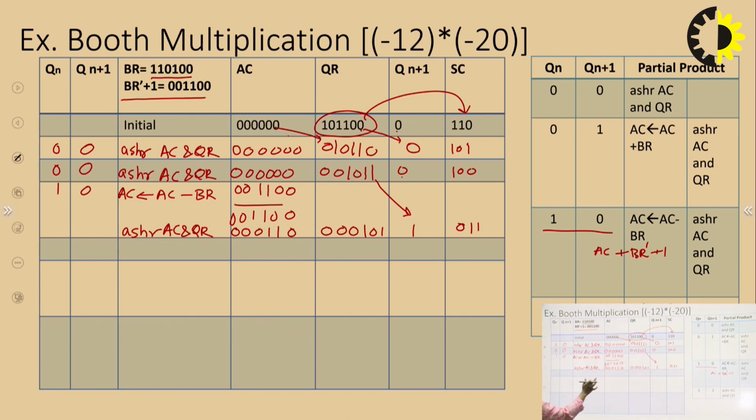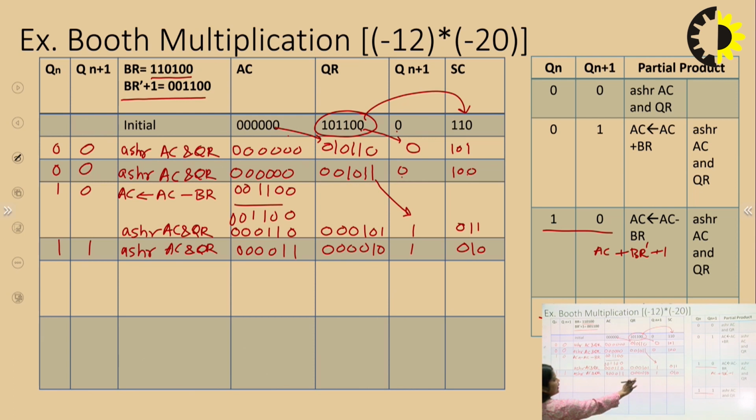Now you have to apply again, the 1, 1 is there. When the 1, 1 value is there, arithmetic shift right directly. So there is an arithmetic shift right of the AC and QR register, which is 1, 1 and 1 over here. Simple. Next is 6, 5, 4, 3. The sequence counter will be minus 1. So there is a 2. 2 means 0, 1, 0. You can apply this here.